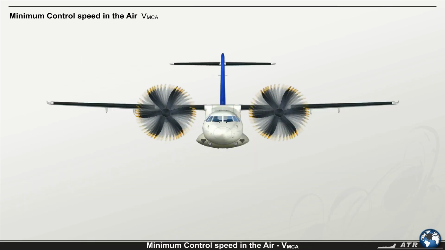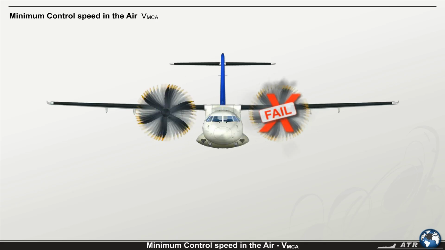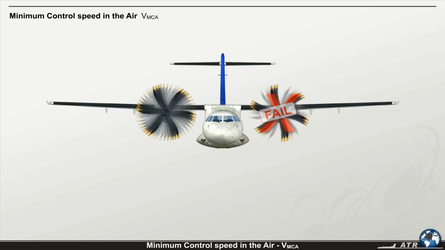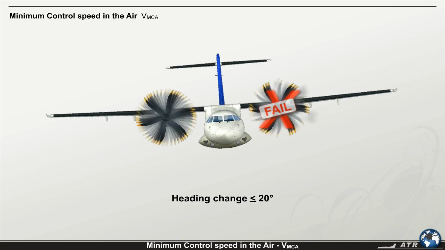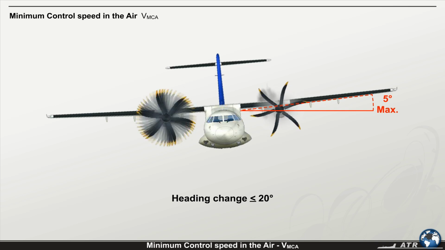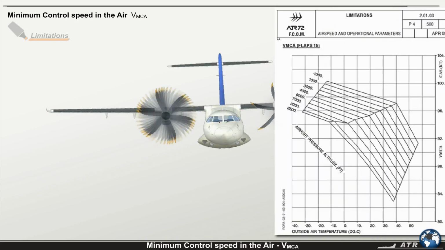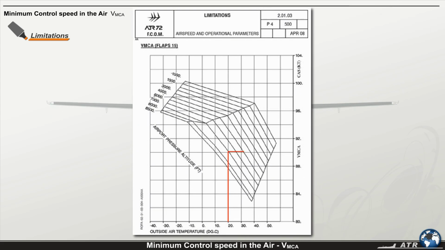The minimum control speed in the air, VMCA, is the speed at which, in case the critical engine fails, it is possible to maintain control of the aircraft. You can maintain a straight flight and a bank angle of not more than 5 degrees. The calculation of this speed takes into consideration the outside air temperature and the airport pressure altitude.